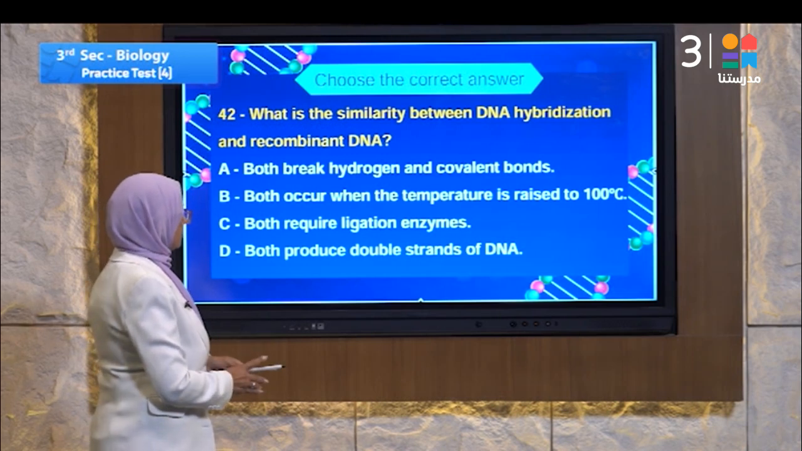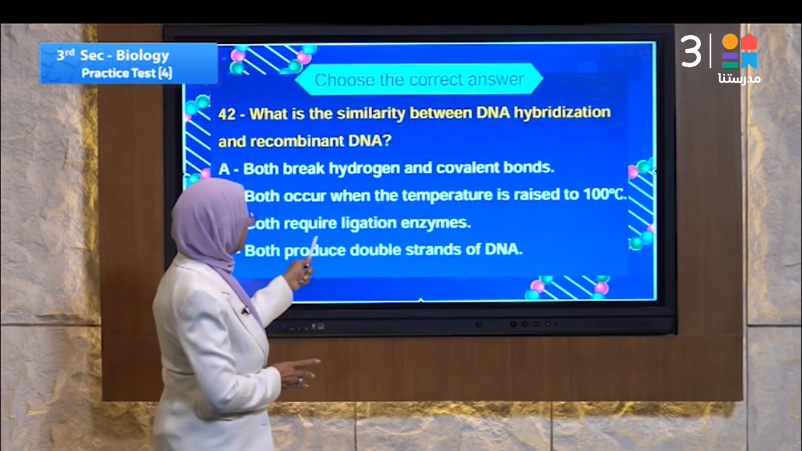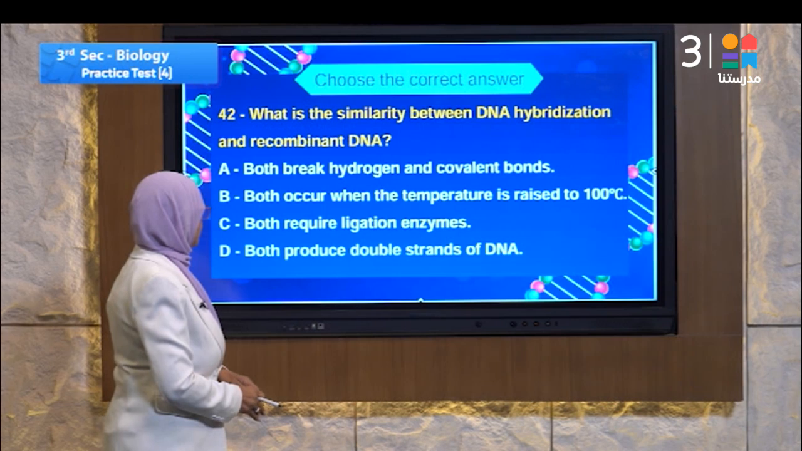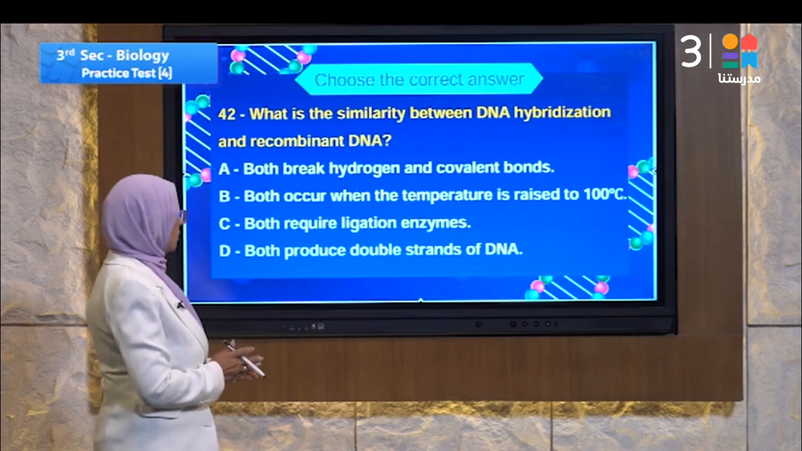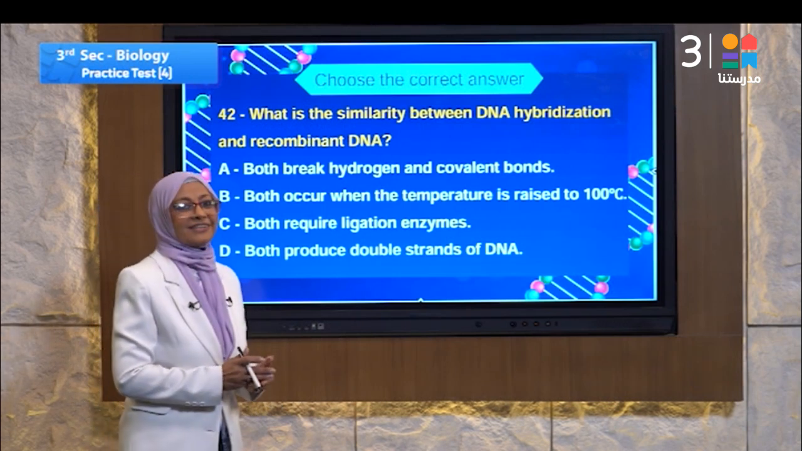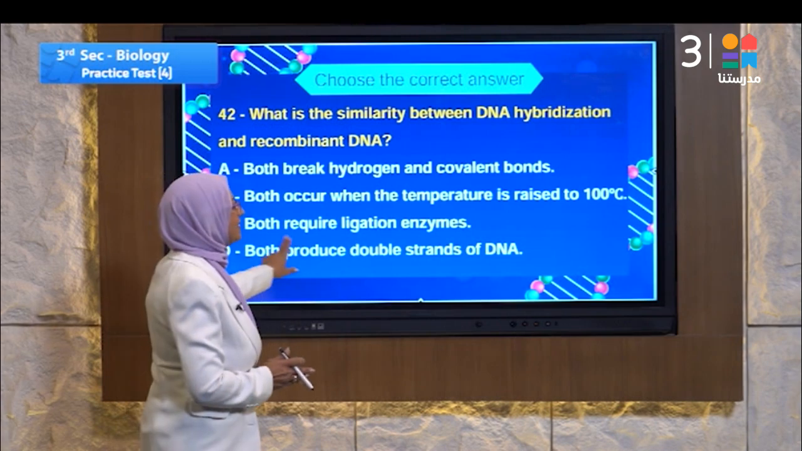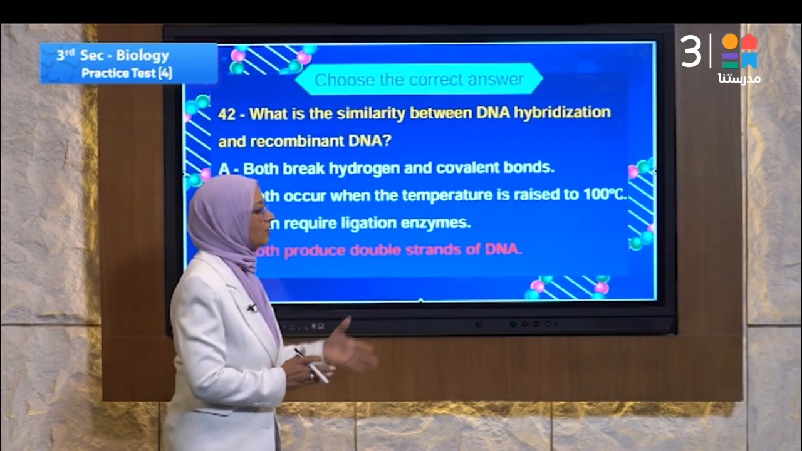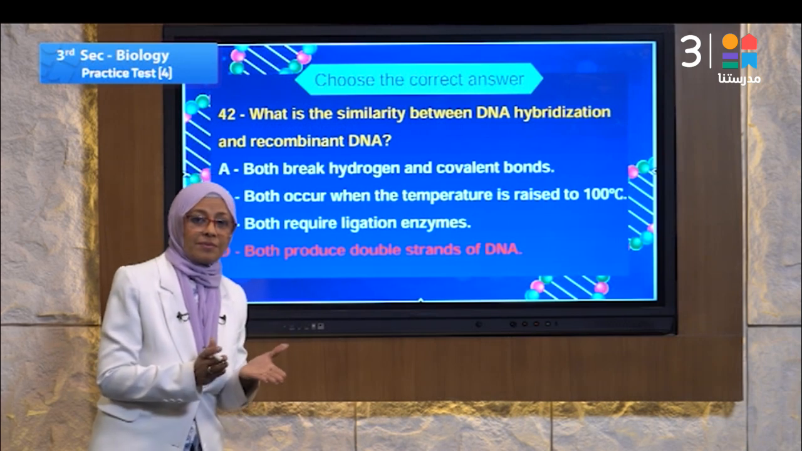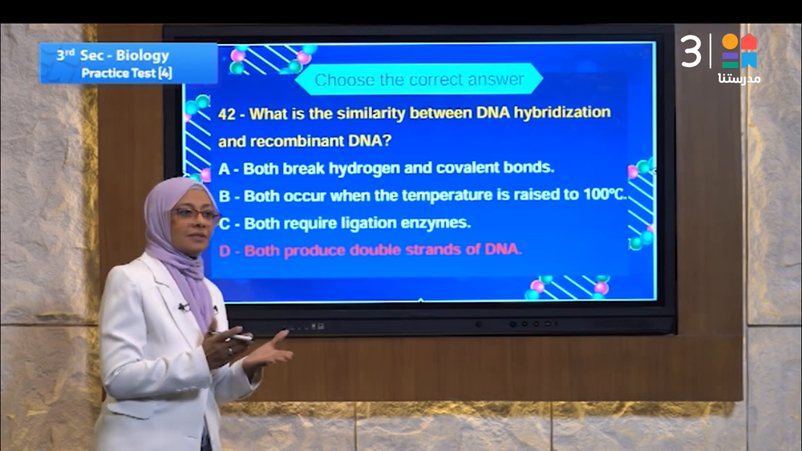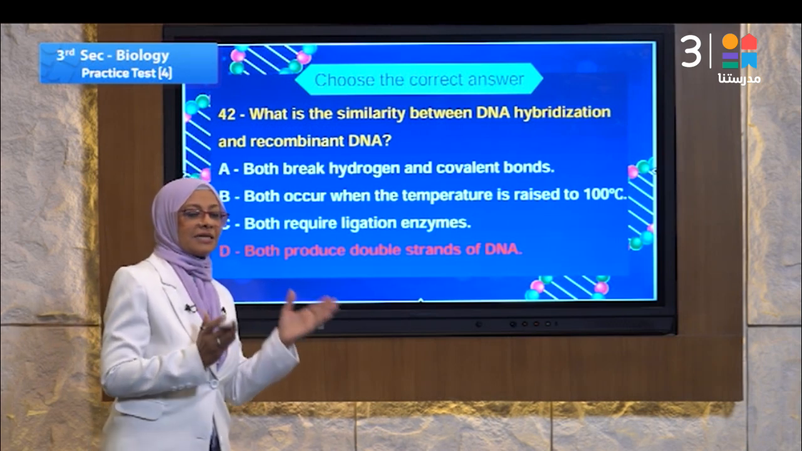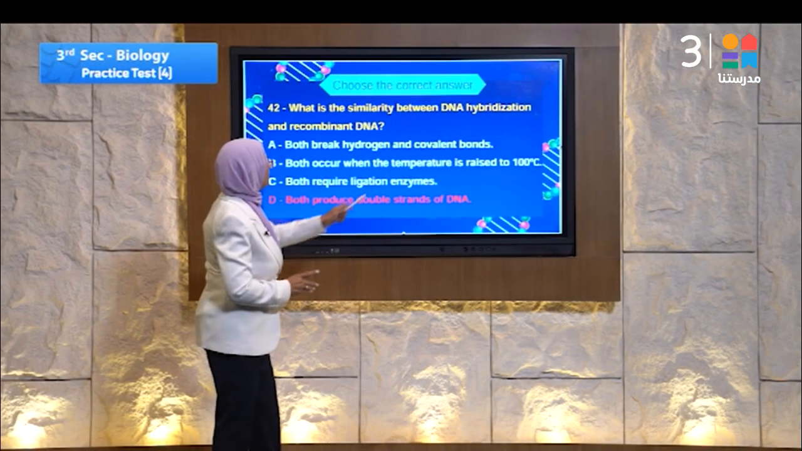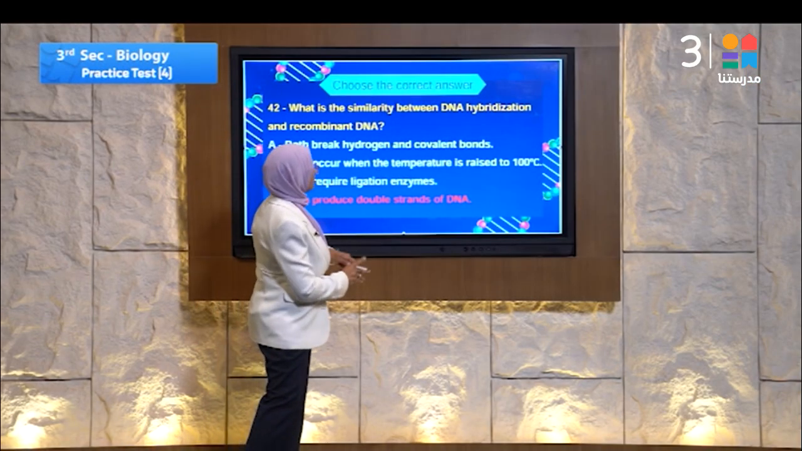C, both require ligation enzyme. D, both produce double strand of DNA. So the answer, you know it. It is both produce double strand of DNA. It is the hybridization and recombination.